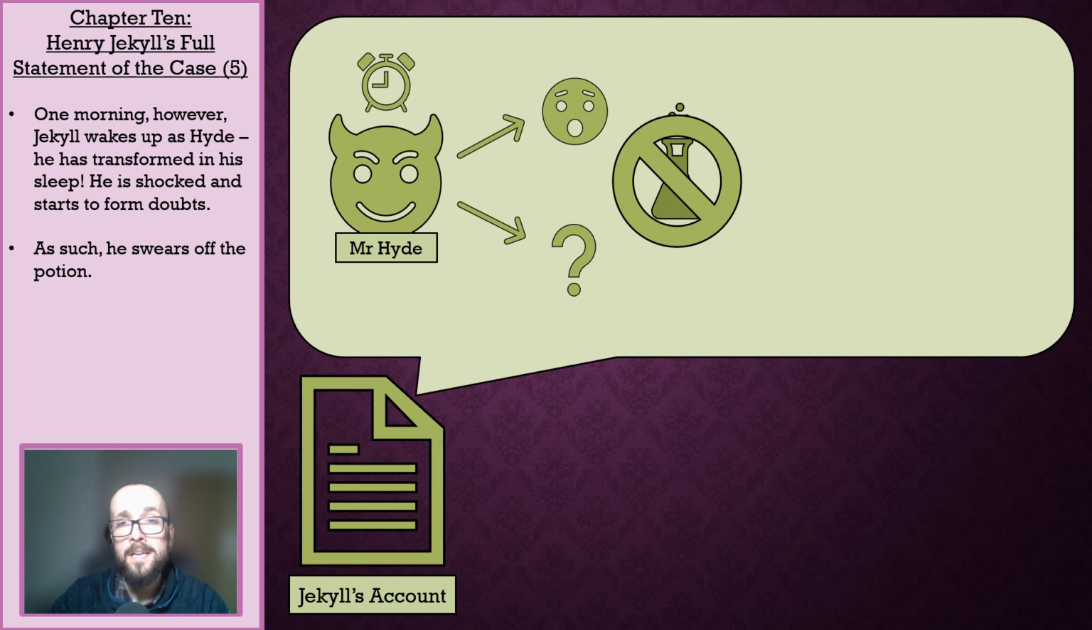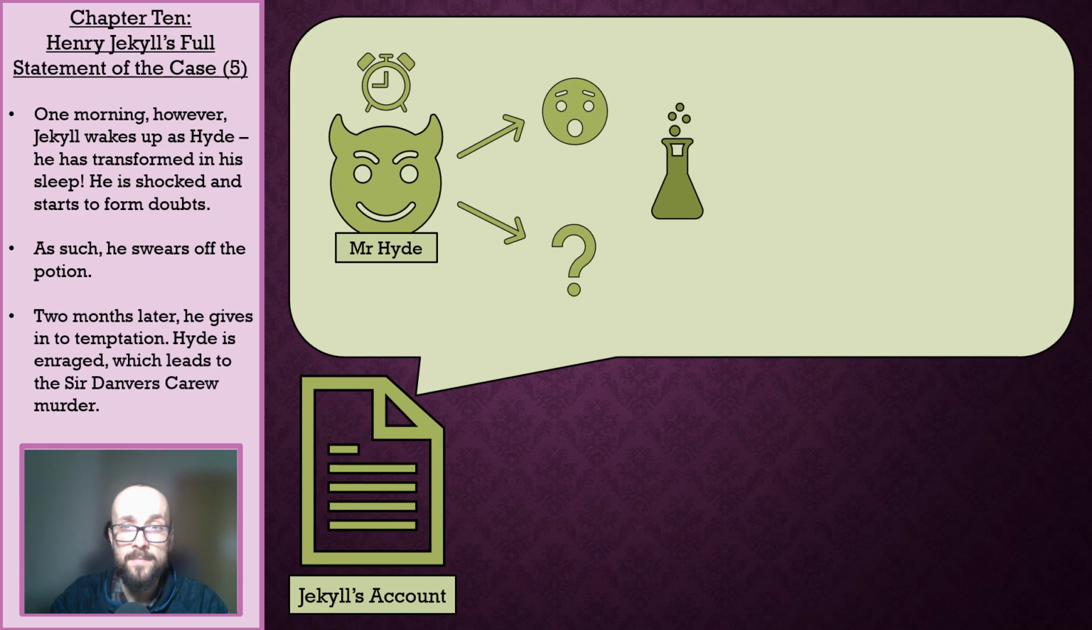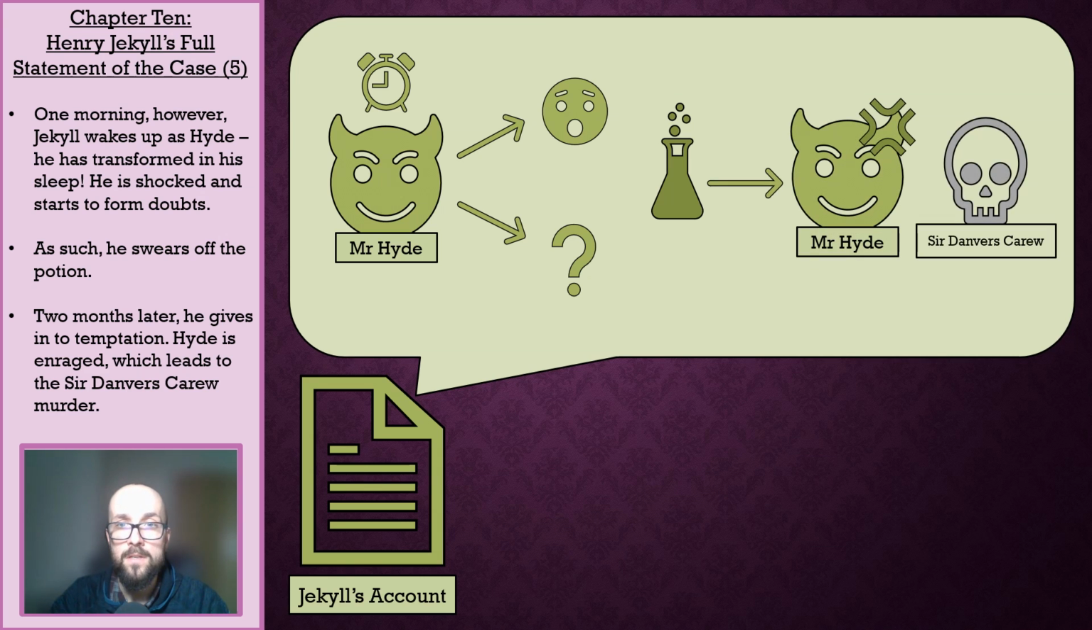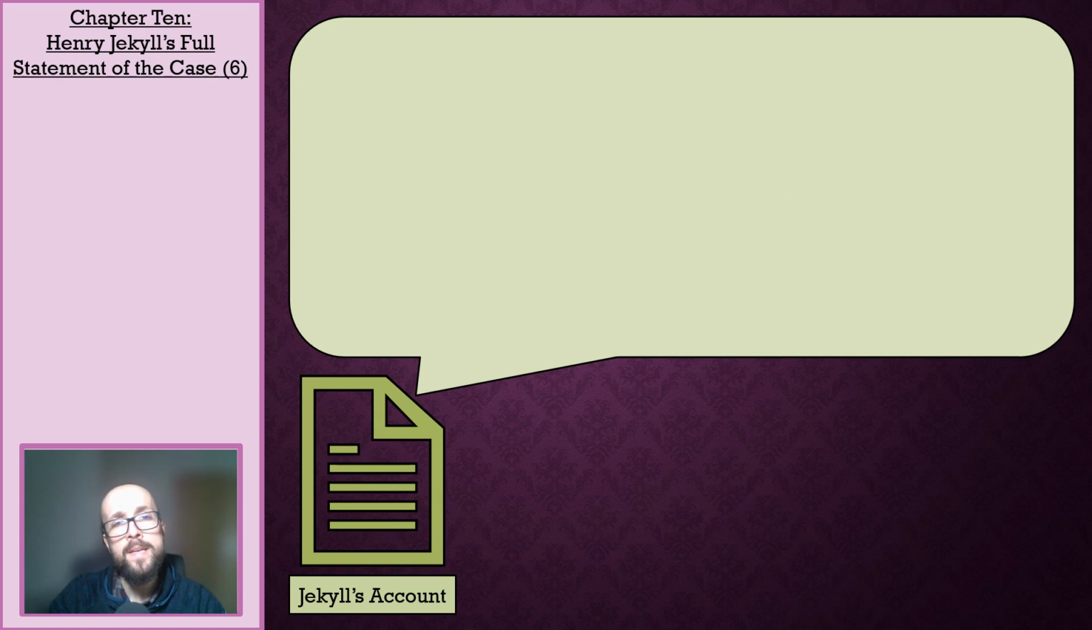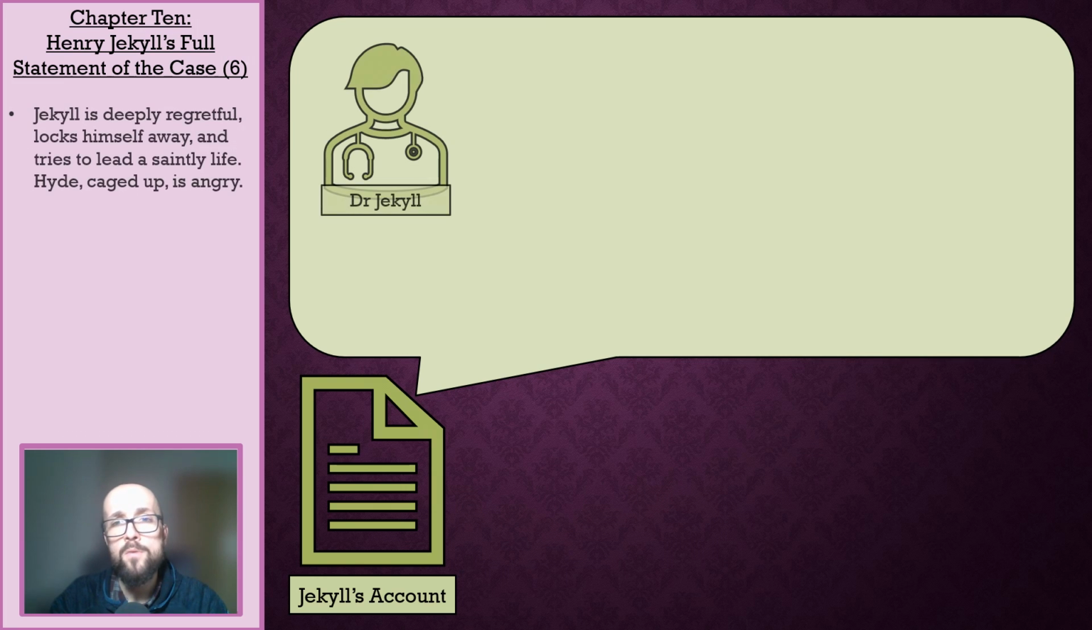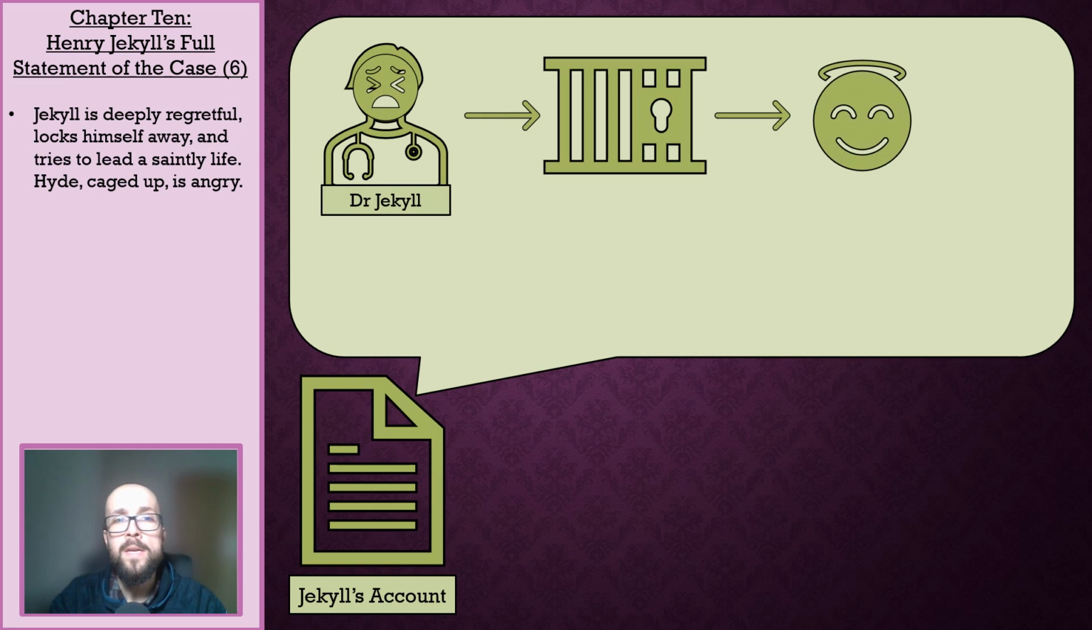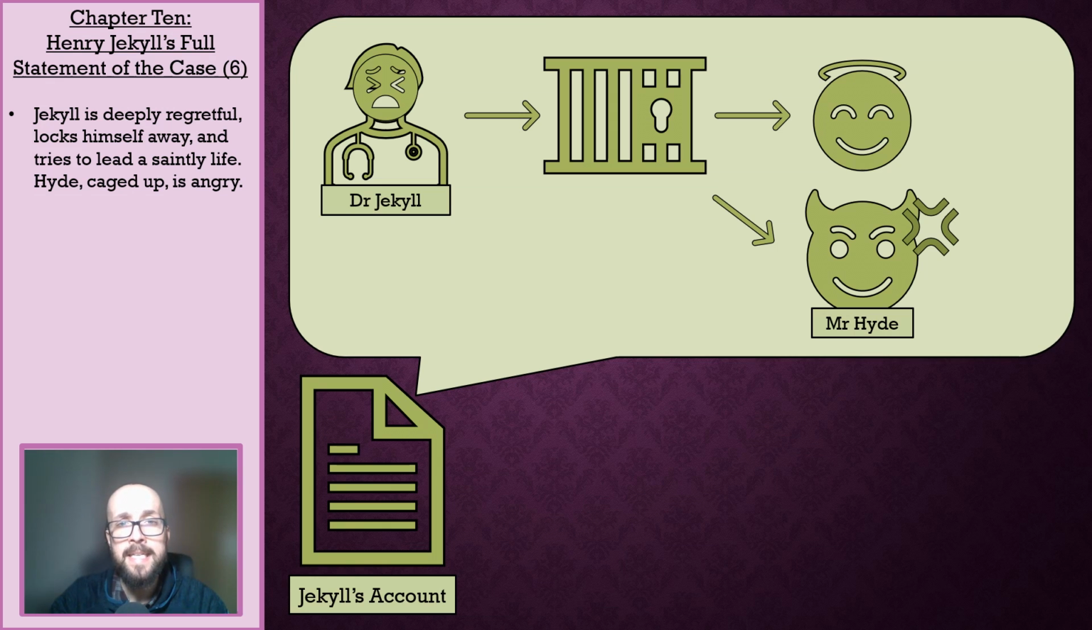Two months later, though, Jekyll gives in to temptation, drinks the potion again, and transforms into Hyde once more. Hyde is furious at having been locked up for so long, which leads to a fit of rage in which Sir Danvers Carew is murdered. Following the murder of Sir Danvers Carew, Jekyll is deeply regretful, and so he locks himself away and tries to lead a saintly life. Hyde, who is caged up once more, is incredibly angry.